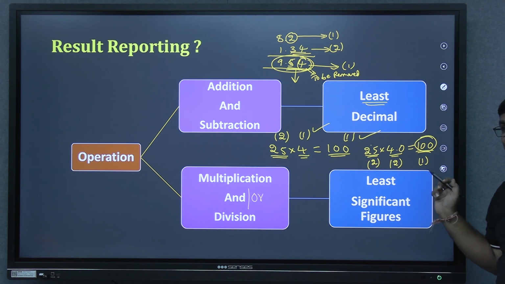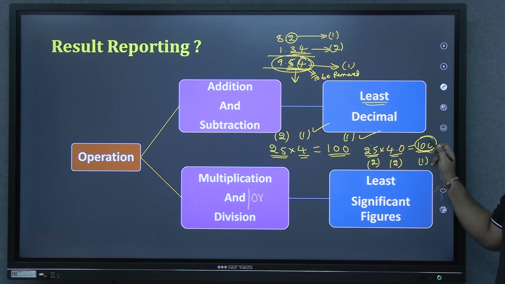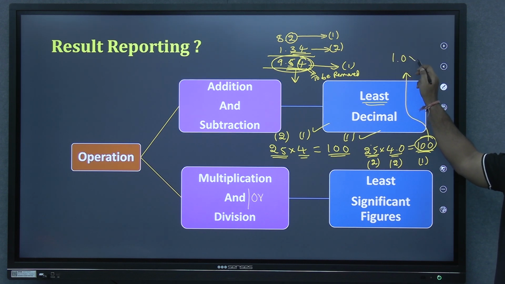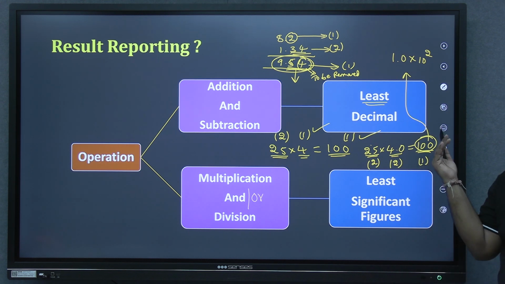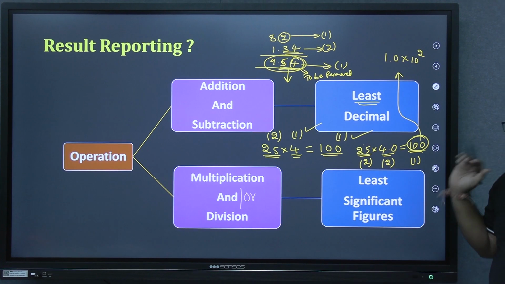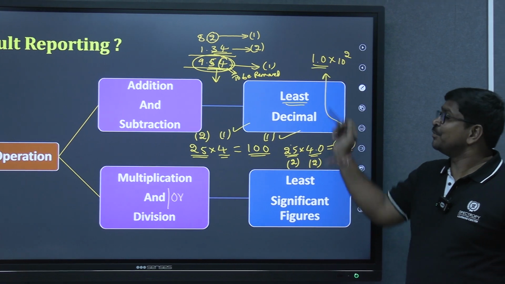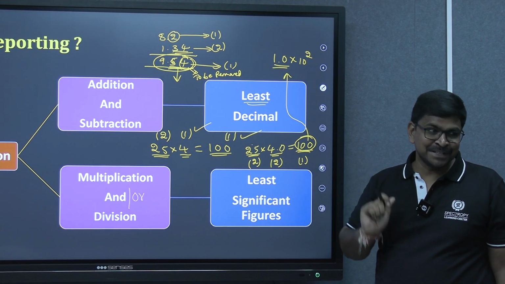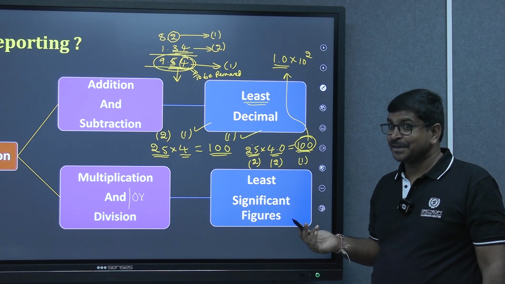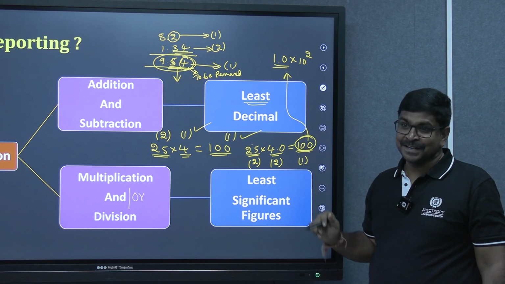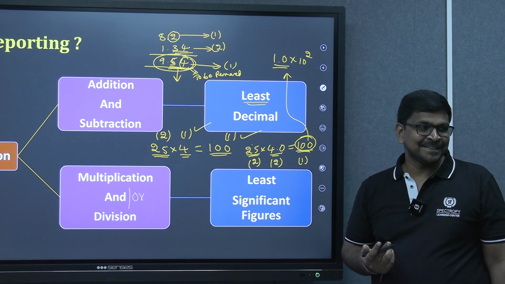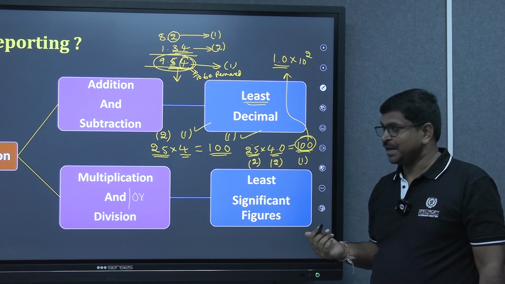How to rewrite? Our scientific notation will help in this way: 1.0 times 10 power 2. Mathematically it is 100 only. But how many significant figures now? 2. A value 1, B value 0, C value 1, decimal point, rightmost zeros. So total significant figures 2. This is the magic behind this.